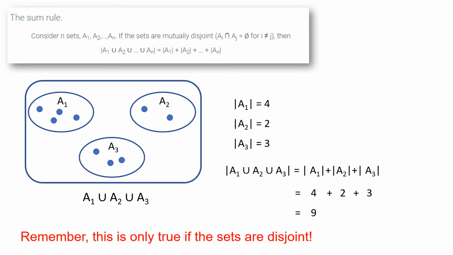And remember, this is only true if the sets are disjoint, right? Because if I had one of these sets overlapping another set so that there's an element that actually appears in both, we'd see that this wouldn't work because I'd be counting that element twice. And that would not be giving me the right answer.